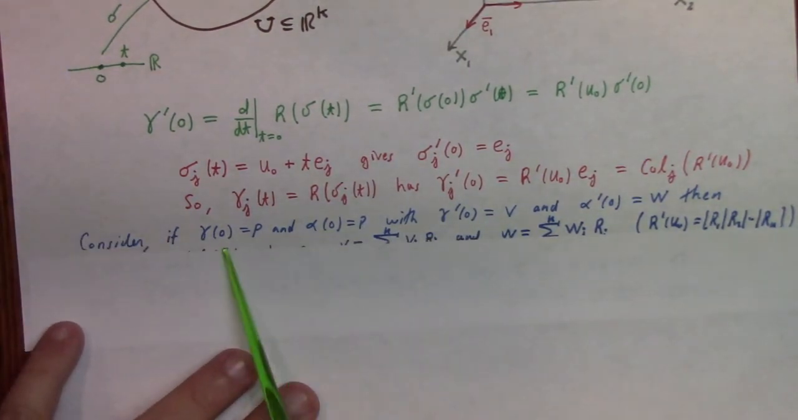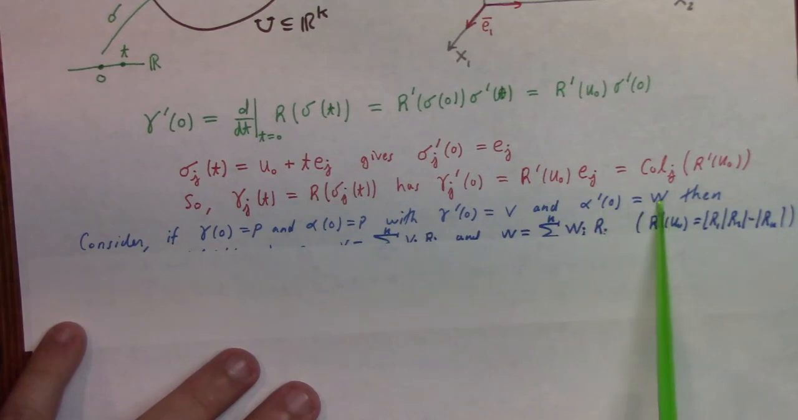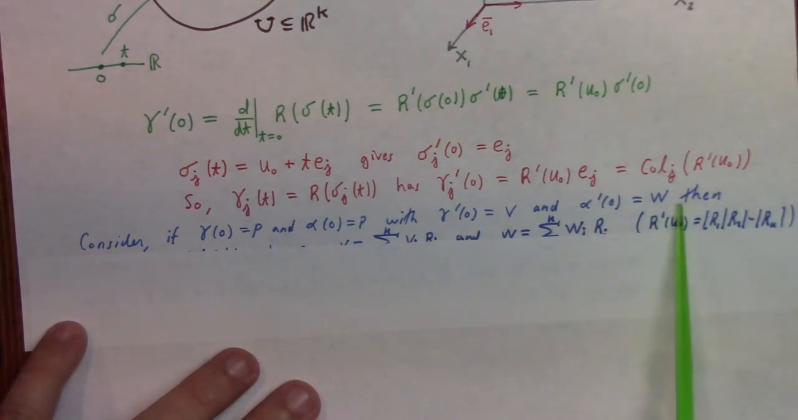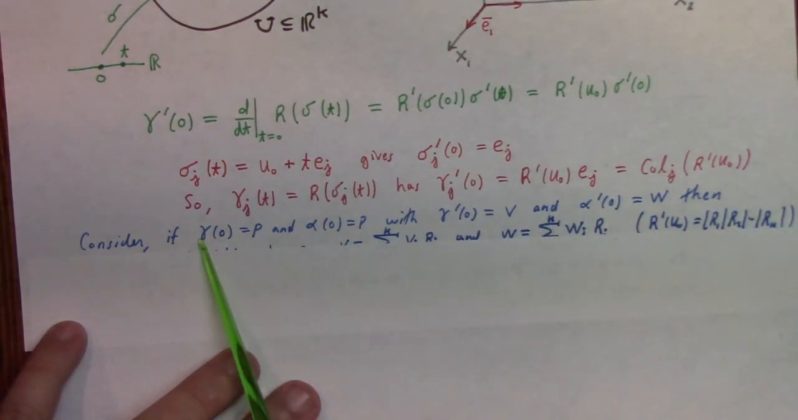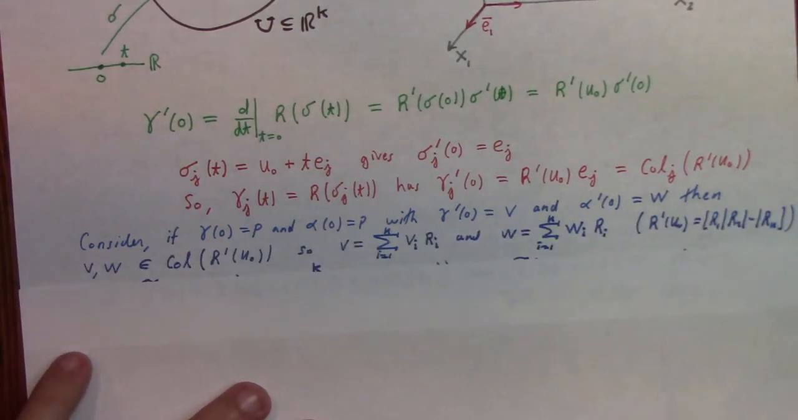Suppose we had gamma of 0 is p and alpha of 0 is p, and I've got gamma prime of 0 is v and alpha prime of 0 is w. Another way to say this would be, suppose I've got v and w in the vector space at p to the manifold. Then that means there exist curves gamma and alpha such that this happens, okay? First of all, notice that that means v and w are in the column space by this calculation up here.